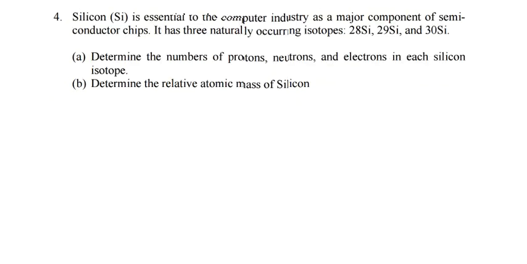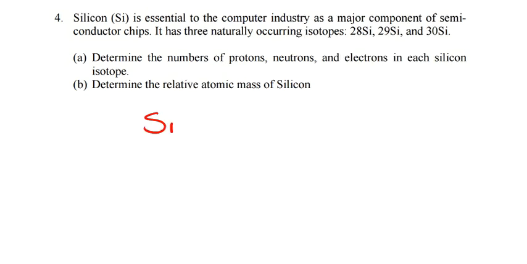Question 4, we're told silicon is essential to the computer industry as a major component of semiconductor chips. It has 3 naturally occurring isotopes, silicon-28, silicon-29, and silicon-30. So we're given 3 of the silicon isotopes. So what are isotopes? If I write down the ones we have, we've got 28, 29, 30. So these are representing the mass numbers.